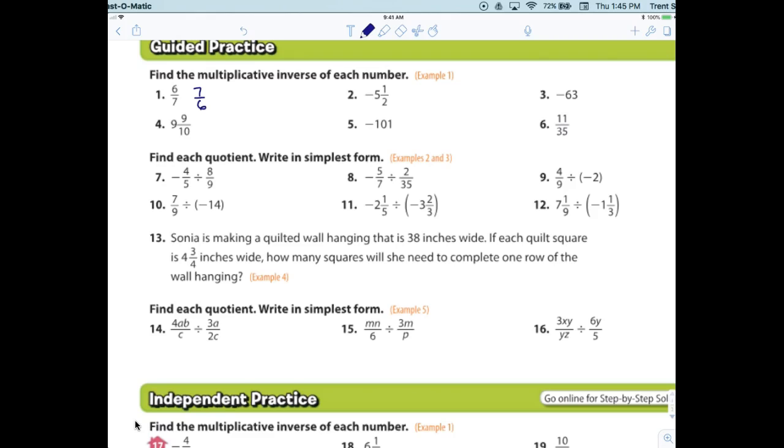Now let me make sure Bradley understands me. Are you allowed to just write the answer for this problem? Yes, because you can. There are some multiplication or division problems you're just going to know what the answer is. Most of them you are not. I'm expecting you to write them down. Everybody with me? Alright, no shortcuts.